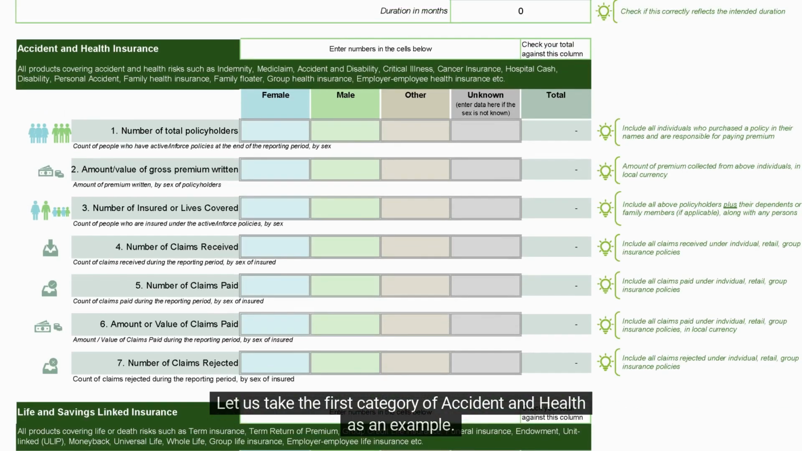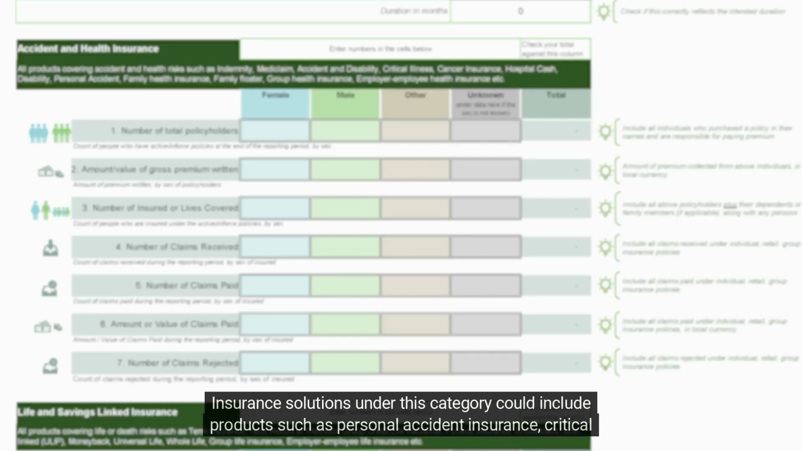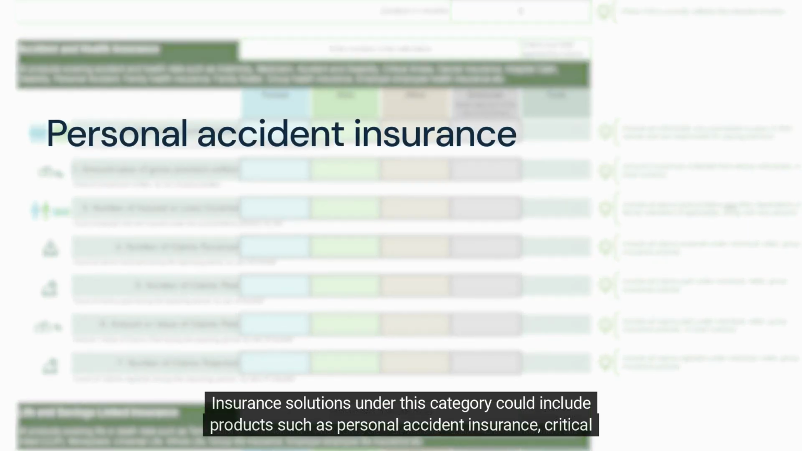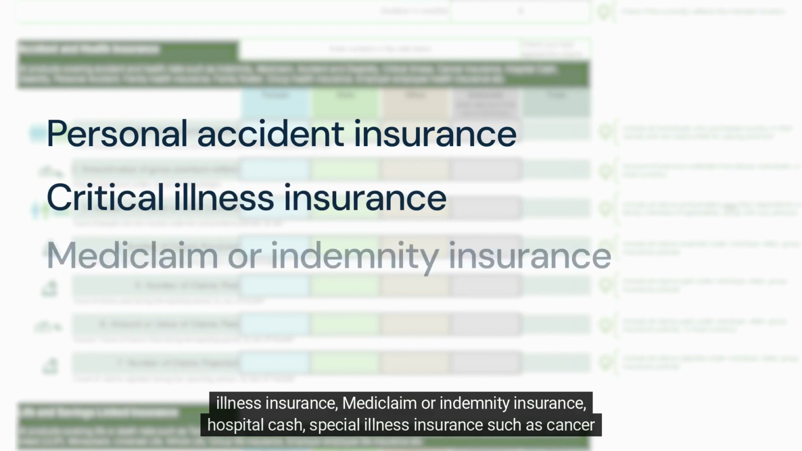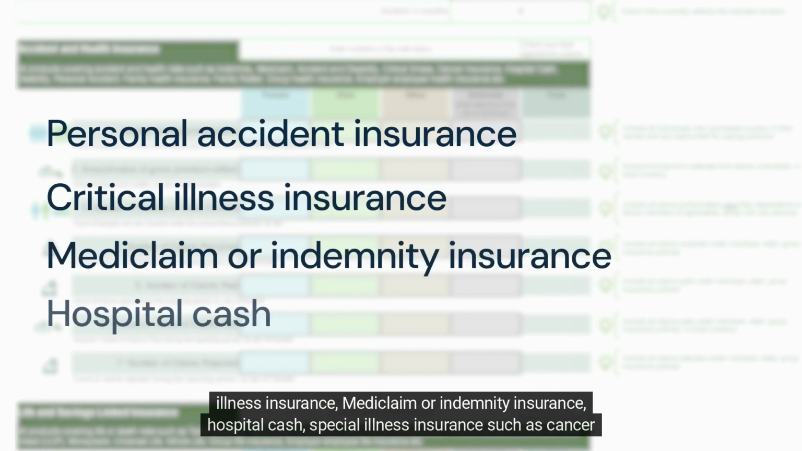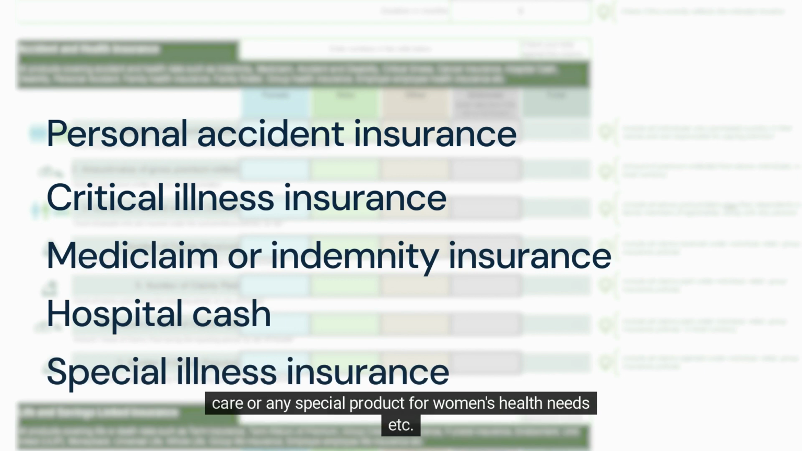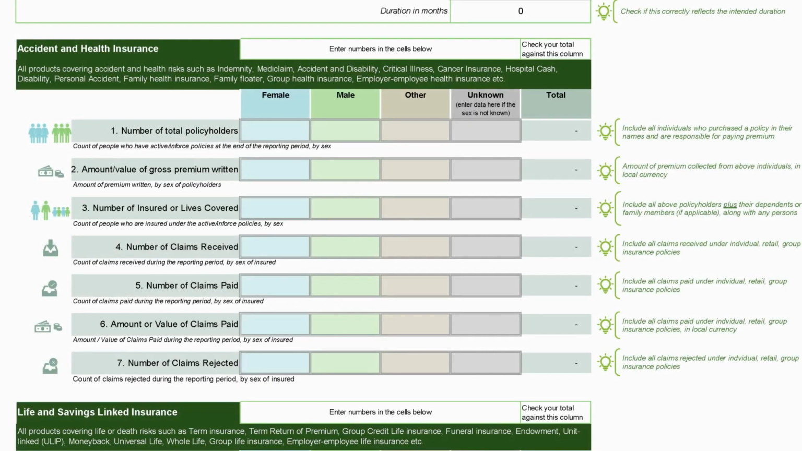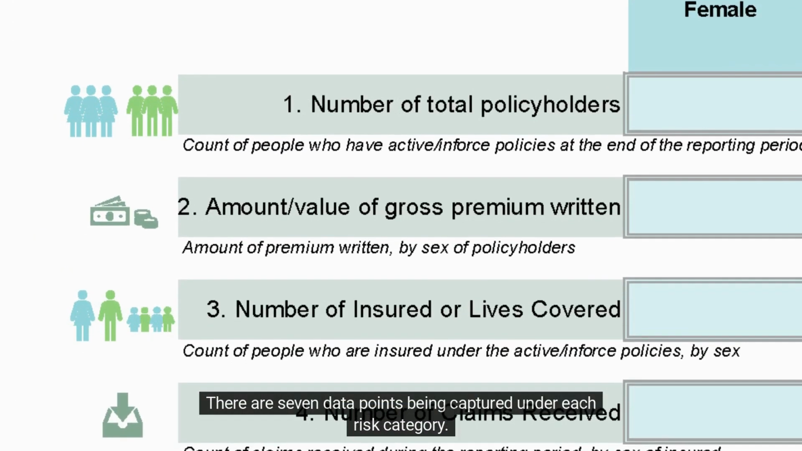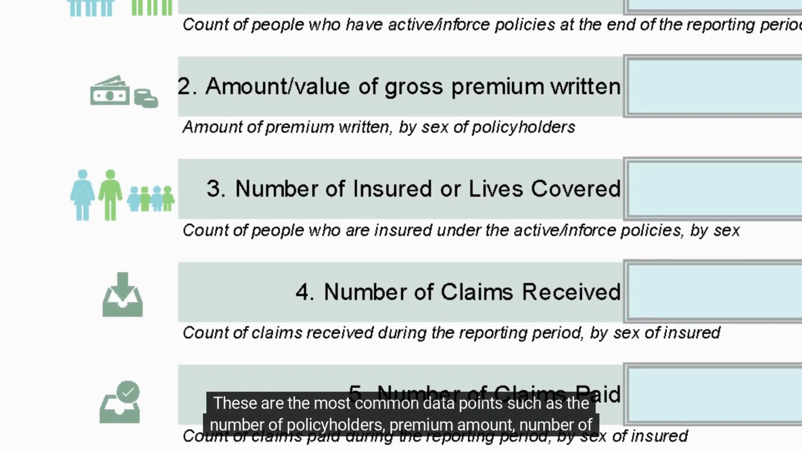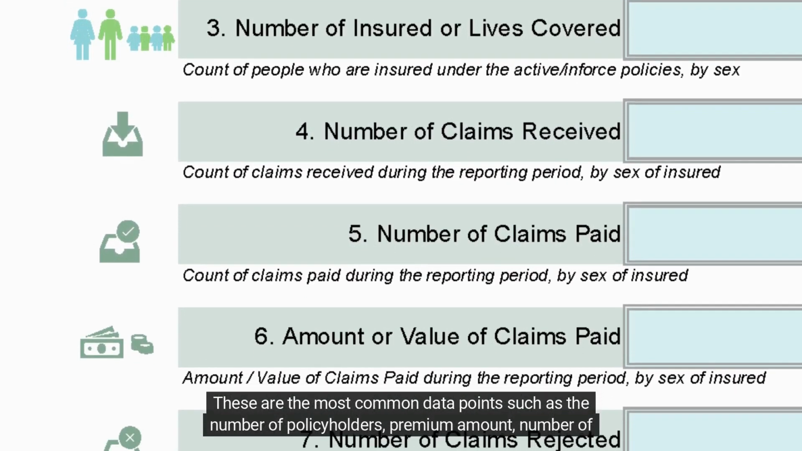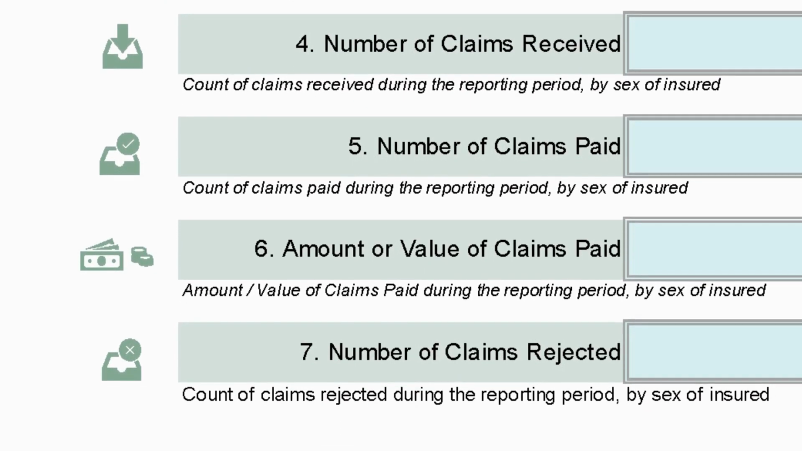Let us take the first category of accident and health as an example. This risk category includes all risks that individuals face due to illnesses or accidents. Insurance solutions under this category could include products such as personal accident insurance, critical illness insurance, Mediclaim or indemnity insurance, hospital cash, special illness insurance such as cancer care, or any special product for women's health needs, etc. There are 7 data points being captured under each risk category. These are the most common data points, such as the number of policyholders, premium amount, number of claims, etc.